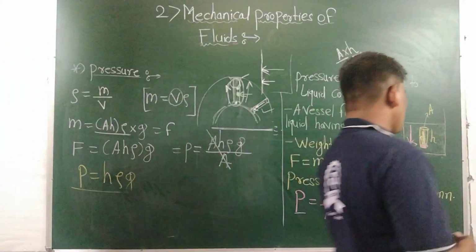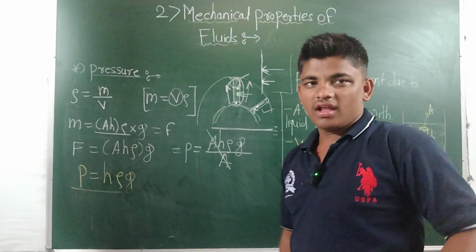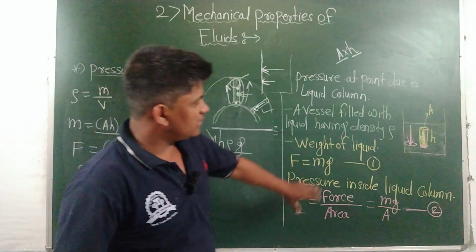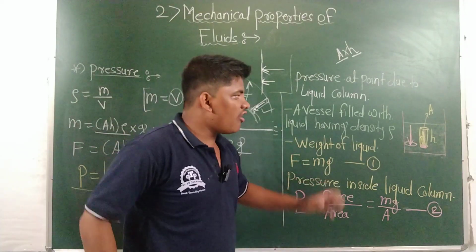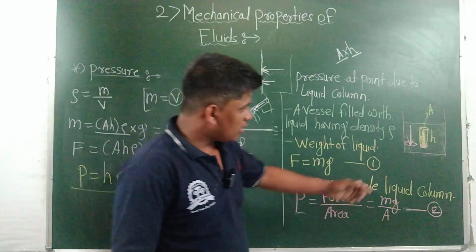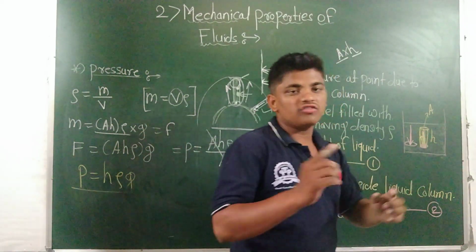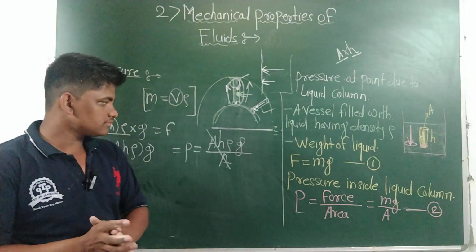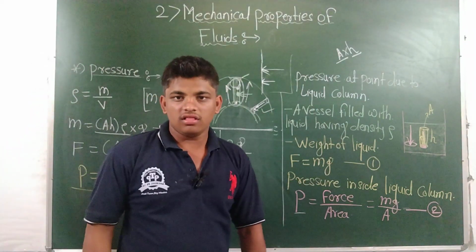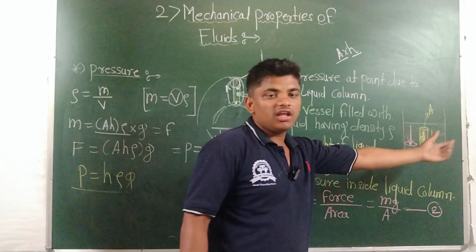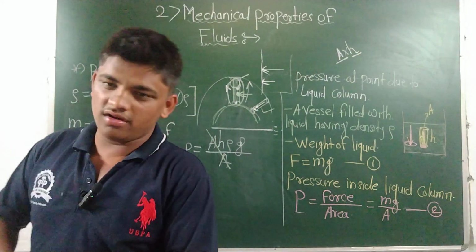And we just find the pressure at a point. Pressure at a point due to a liquid column. Consider a vessel with a liquid having density rho, and imagine one cylinder inside that liquid having height h and cross sectional area A. The weight of the liquid column exerts a downward force, that is F is equal to mg, and this is treated as equation number 1.